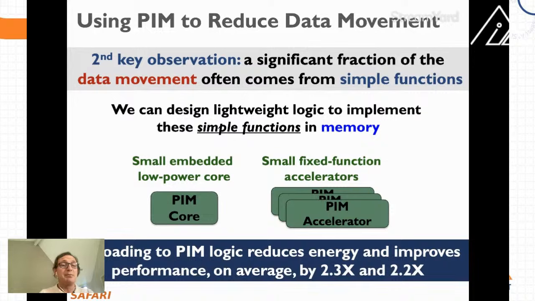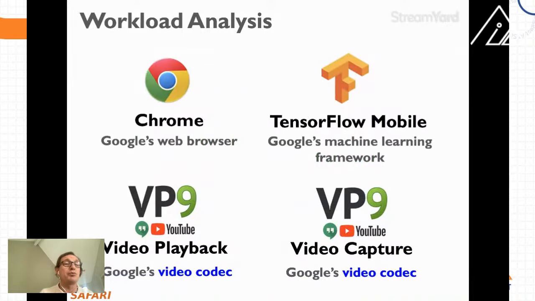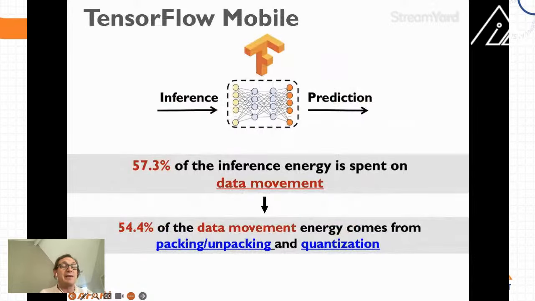And we show that by identifying these functions and offloading them, you can significantly improve energy and performance by more than 2x. This is not like 14x, like we discussed earlier, but this doesn't require a lot of changes to the system either. So with simple changes, you can get 2x improvement. Let me give you a couple of examples of these functions. So the machine learning inference, for example, we looked at the TensorFlow framework. In TensorFlow, you actually have an inference that you're doing on the mobile side, and you go through a neural network.